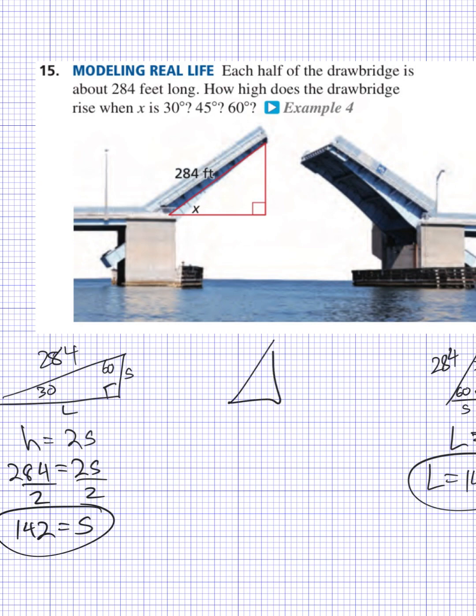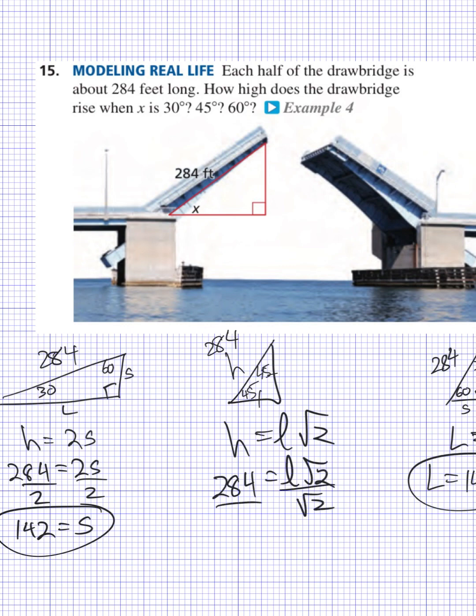Now, if we do a 45, 45, which is what it looks like in the picture, I'll just draw it separately. 45 and 45. So the legs are the same. That's our hypotenuse, which is 284. So in a 45, 45, the hypotenuse is the leg times the square root of 2. So 284 divided by the square root of 2. You have to rationalize that.